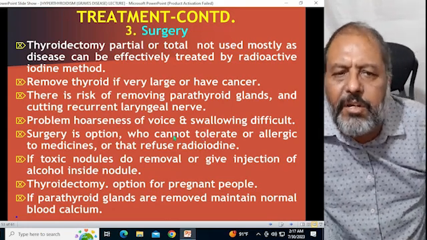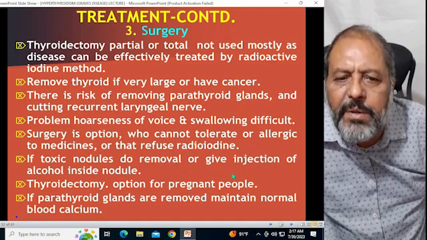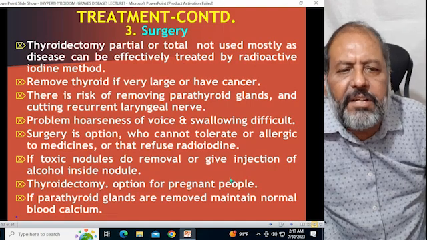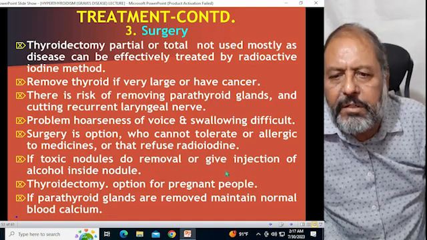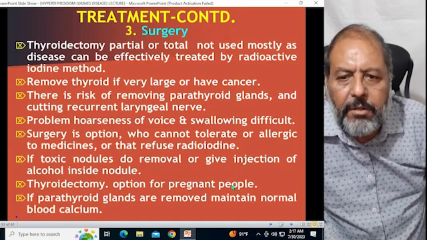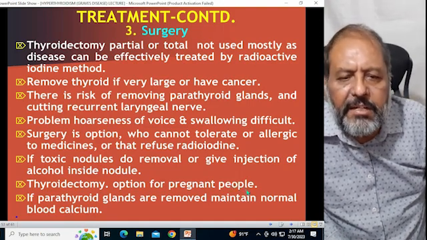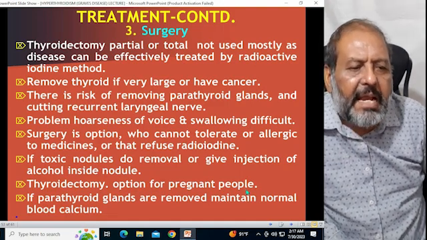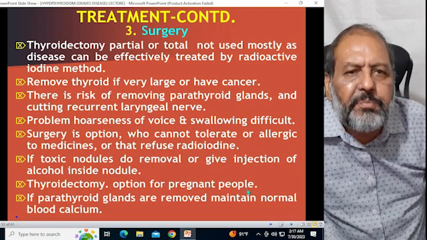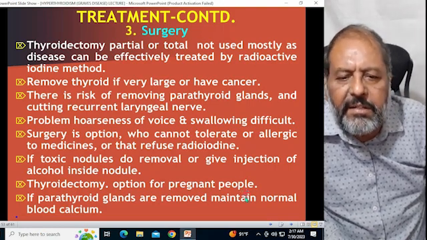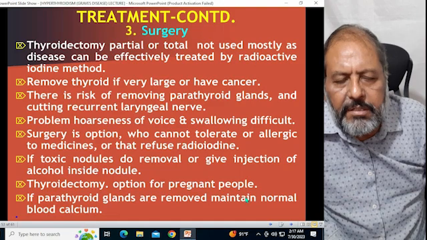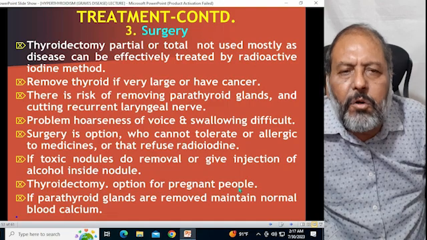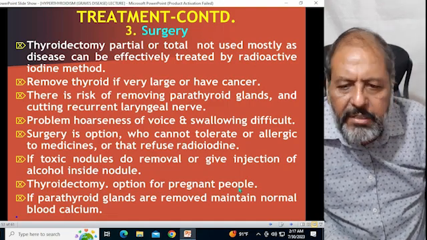The third option of treatment is surgery, thyroidectomy, partial or total. It is not used mostly, as the disease can be effectively treated by the radioactive iodine method. But one has to remove the thyroid if it is very large or has cancer. There is a risk of removing the parathyroid glands, which are embedded in the substance of the thyroid gland, and cutting the recurrent nerve during this surgery is also a complication. That causes hoarseness of voice and swallowing difficulties.